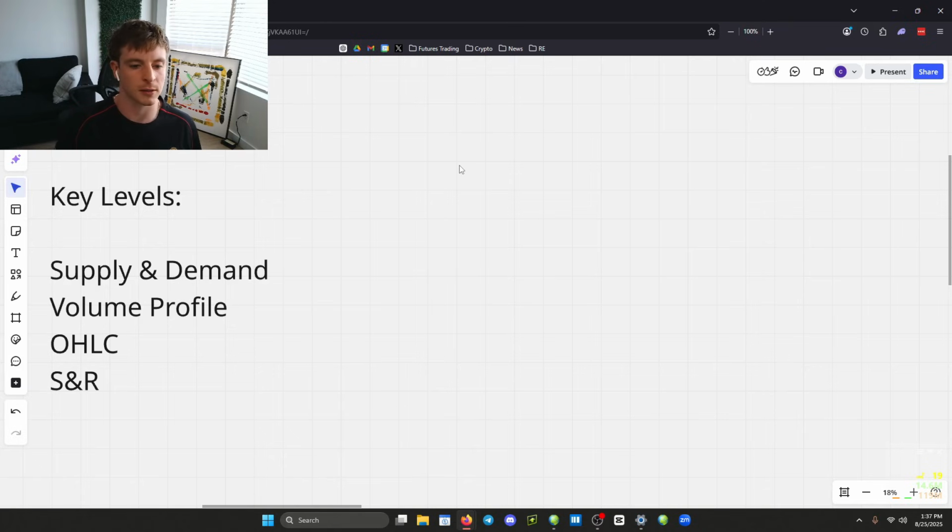Now, these are basically the levels kind of in order of how I use them. So first, I'm always looking for supply and demand levels. Then after I find supply and demand levels, I'm going to the volume profile. And I'm also using the opens, highs, lows, and closes of sometimes the weekly, sometimes the daily. So I'll get into all of this in this video. We're just going to break all of these down in their simplest form, and I'll show you guys a couple examples. So first off, let's talk about supply and demand.